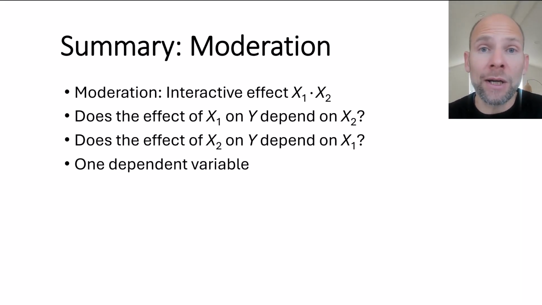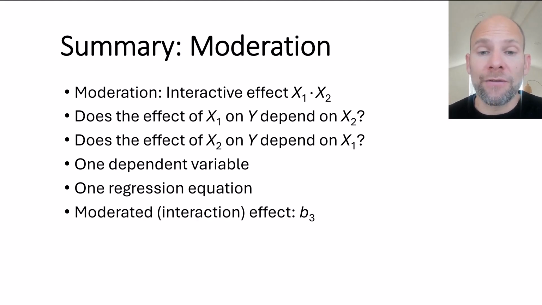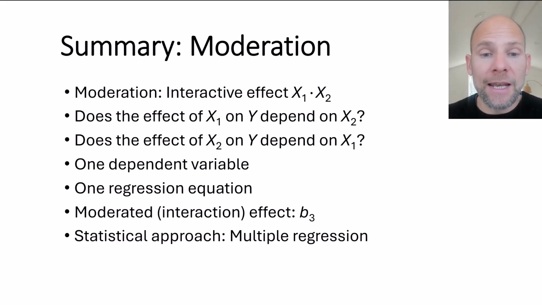In an interaction model, in the simplest case, we have only one dependent variable. As a result, we can analyze this with a simple regression equation. The interactive effect can be tested by testing b3. So we're looking at whether b3 is statistically significant. And the statistical approach that can be used in the simplest case, like here, is multiple regression analysis, because there's only a single outcome variable, a single dependent variable. And so you can use multiple regression analysis, specifically moderated regression analysis, when you have an interaction term.